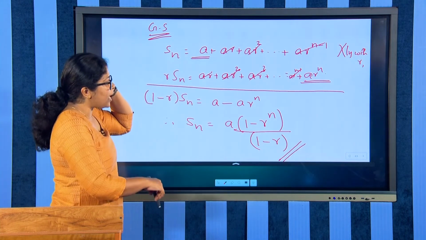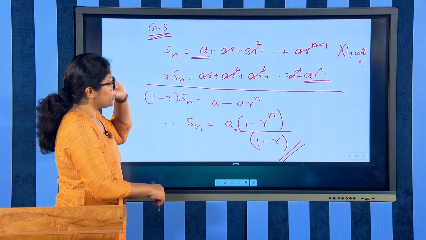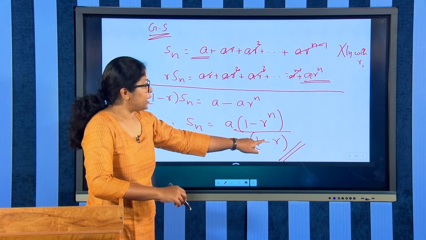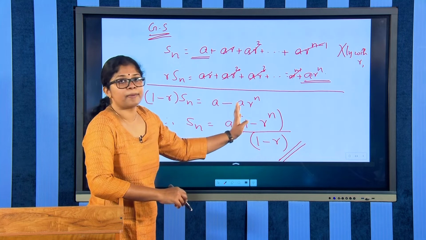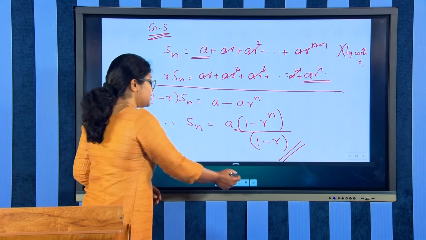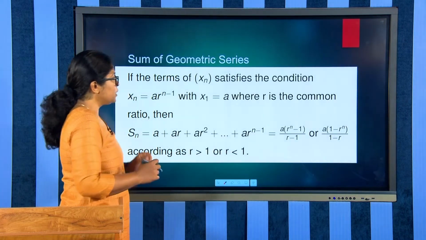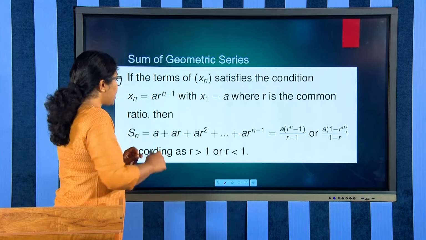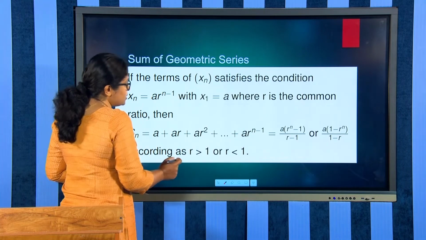So if R is greater than 1, this will become negative and this also will become negative. That is why we are writing it as (R power n minus 1) by (R minus 1), as we had seen in the slide. So that gives you both the expressions, if R is greater than 1 as well as R is less than 1.